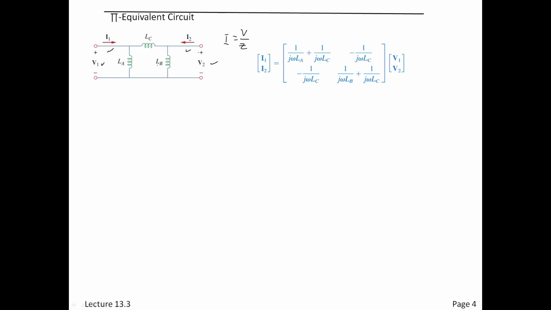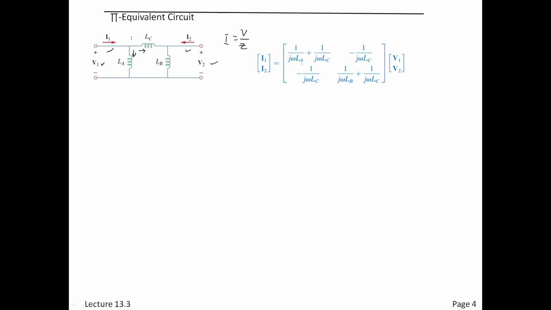Obviously, on the I1 side, I1 is going to be equal to this current plus this current, right? And so as a component. And so anyway, if I follow through all this, I'm going to end up with 1 over j omega LA times V1 plus 1 over j omega LC times V1, right? So maybe we're going to want to write this out.